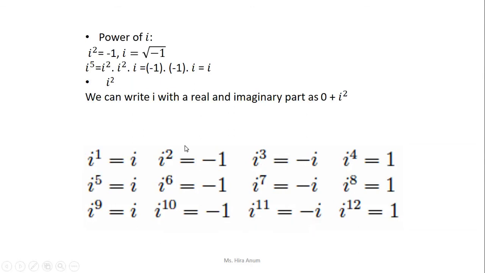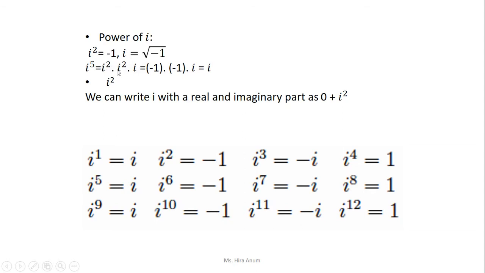Here we have the power of iota. Iota square equals -1. We know the value of iota square, and iota equals radical -1. We can find values of iota cube, iota 4, iota 5 with the help of iota square. So we have iota 5. We will break it into squares, because when we add, square plus square plus 1 equals 5.